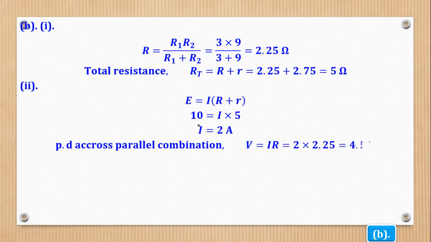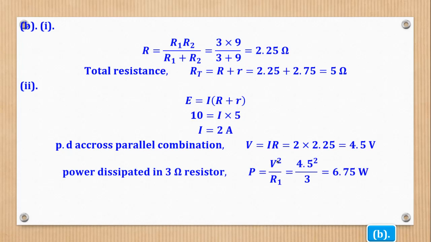And PD across the parallel combination will be IR to give you that. Therefore, power dissipated in the 3 ohm resistor is V squared over R1. So V squared over R1 to give you 6.75 watts. And that's what they wanted.